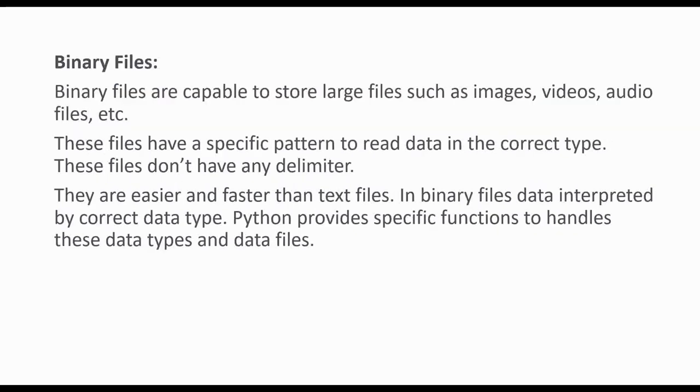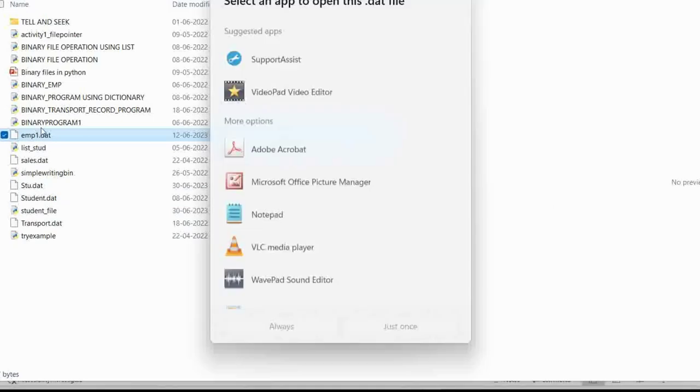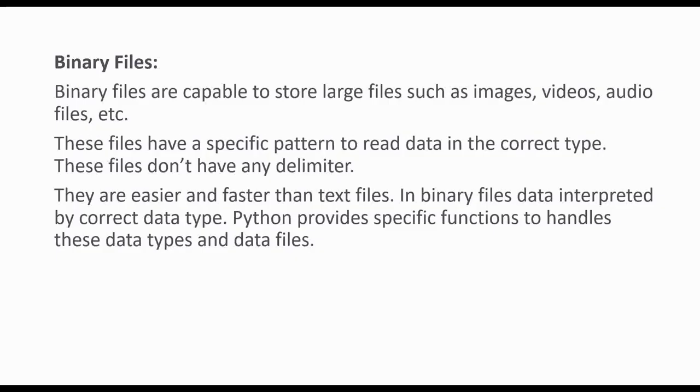Binary files are stored and are very large in size. The storage can be images, videos, audios, or data files themselves. It is very hard to read a binary file and difficult to open it also. This file especially doesn't have any delimiter, so it doesn't have any specific ending to a line or to a file. This is much faster than the text file, and binary files use a special module called the pickle module to handle them. So binary files are handled a little differently than the text file system.